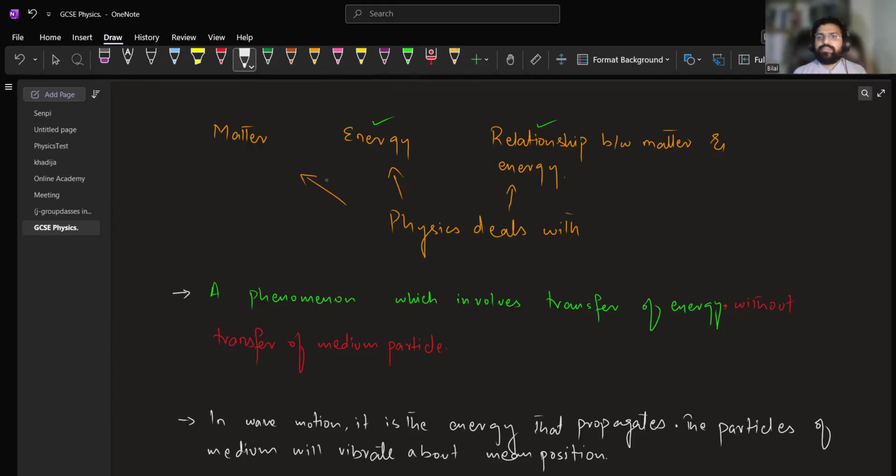So this is one of the misconceptions that we wanted to talk about related to wave motion.